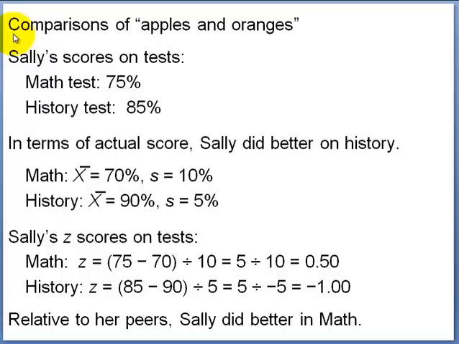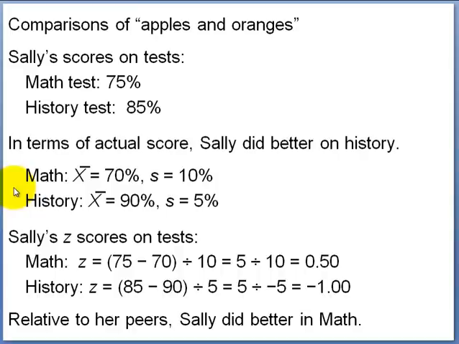Z-scores can help you compare apples and oranges, as the expression goes. So here are Sally's scores on 2 tests, 75% in math, 85% in history. In terms of actual scores, Sally's score is better on the history test. Now, here are the means and standard deviations for Sally's class on the 2 tests.